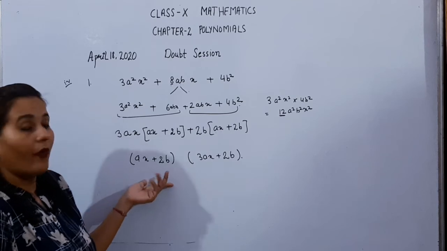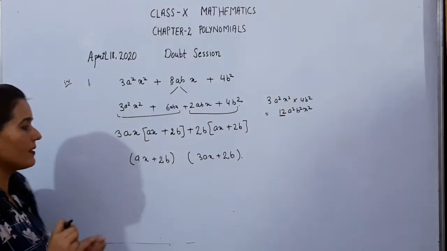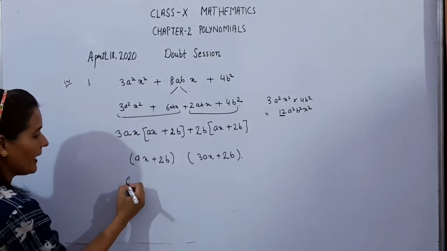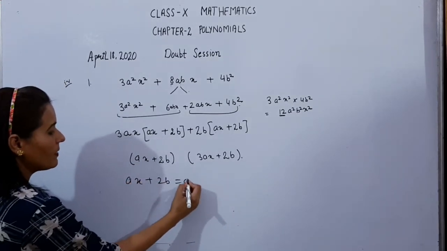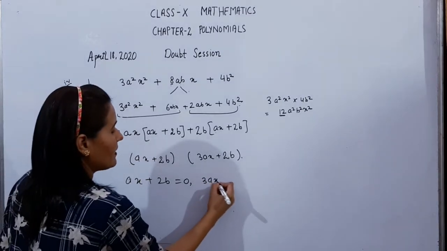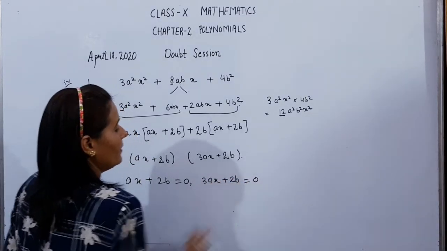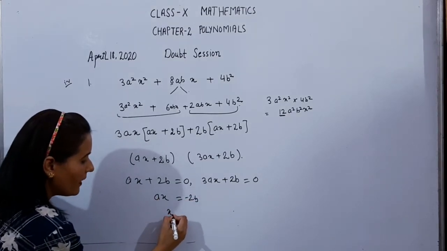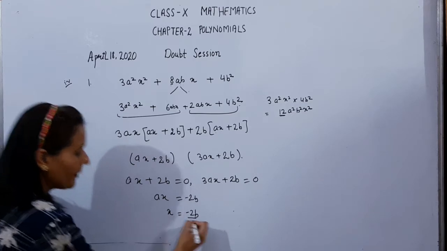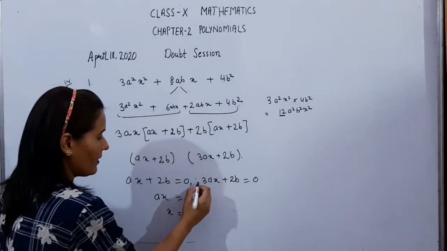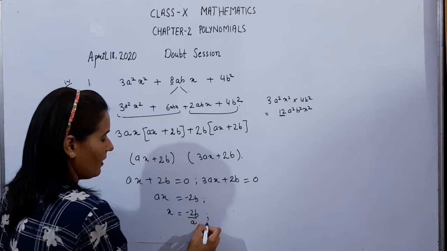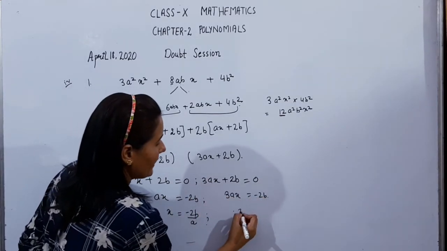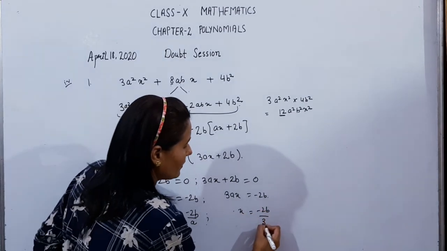So now we are looking for the zeros of the polynomial. How to get the zeros of the polynomial? Put each factor equal to 0 individually. ax plus 2b equals 0 and 3ax plus 2b equals 0. Here ax equals minus 2b, and the value of x is minus 2b upon a. Clear? For the other value of x, here 3ax equals minus 2b, so x equals minus 2b upon 3a.